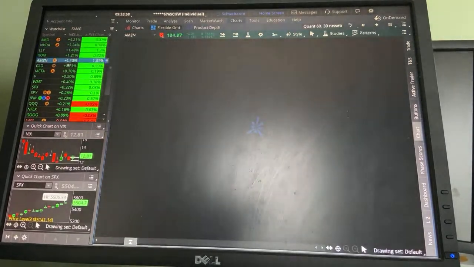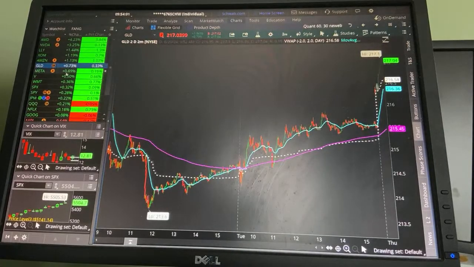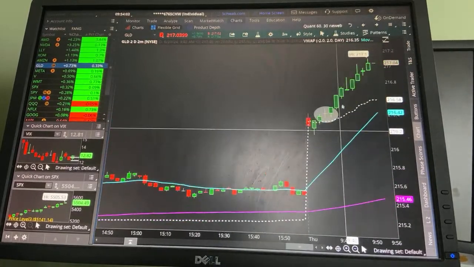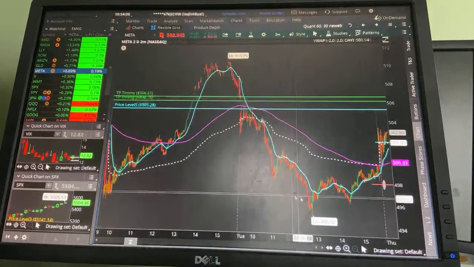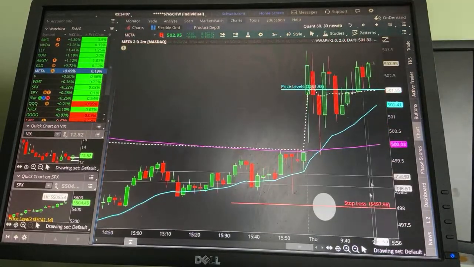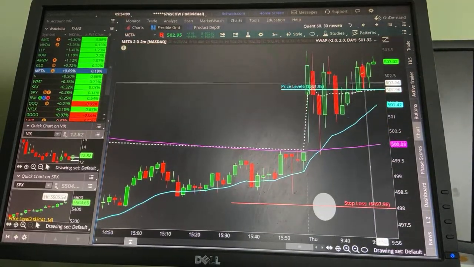All right, so I gotta go, folks. Time flies. GLD. Anybody take GLD? All right, Meta's trying to still work out here. Nice. I like this print right here on Meta.